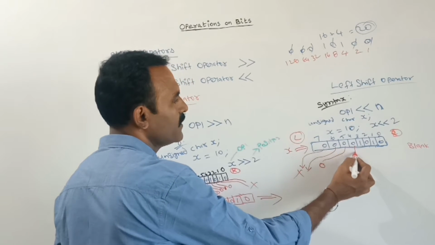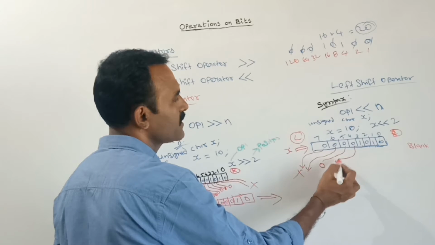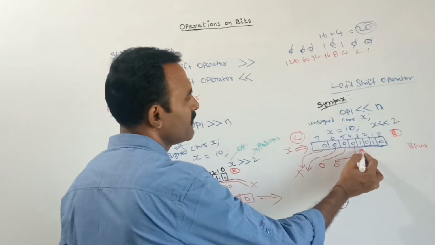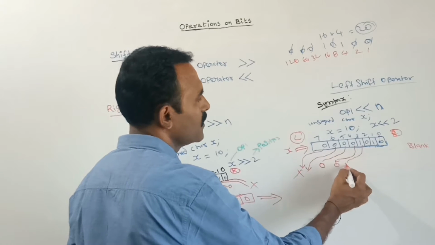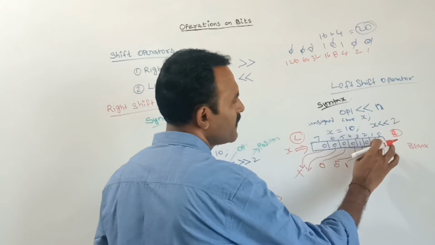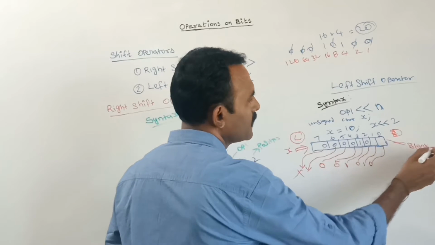Next, the 4th bit value moves to the 6th bit. So the 6th bit value is 0. The 3rd bit value moves to the 5th bit. So the 5th bit value is now 1. Next, in a similar way, the 0 and 1 bit values are now blank.